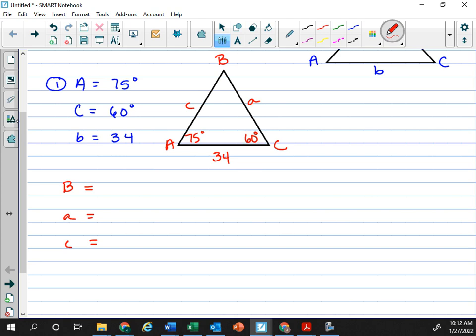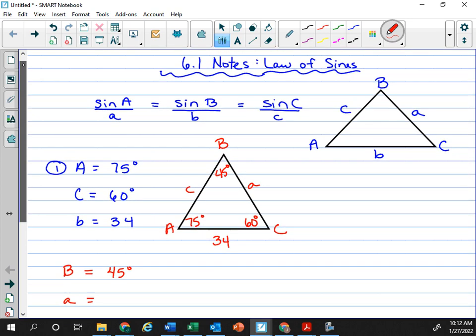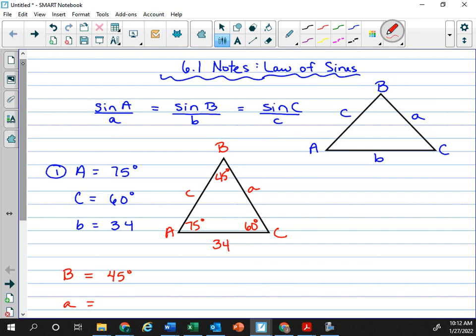Anybody know how to find angle B? Yep. So subtract, we know there's 180 degrees in the triangle, so what do we get for angle B? 45. Good. Go ahead and label that in there. All right, what you have to do now is just pick two of these law of sine ratios that you want to use and solve for the missing part.